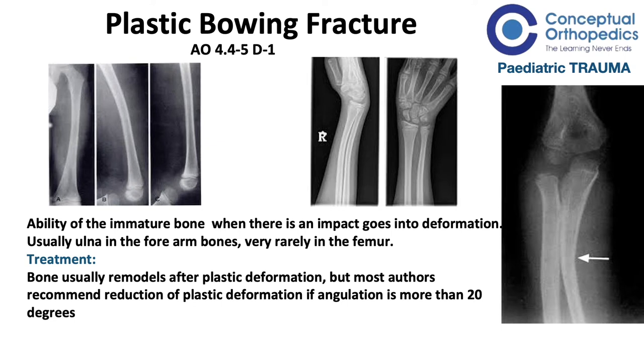Next we come to plastic bowing of the bone. What is plastic deformity? It is the ability of the immature bone to go into deformation when there is an impact. Usually it occurs in the ulna, in both bones of the forearm, and rarely it can occur in the femur as well. In a plastic deformation the bone bends like a bow, because it doesn't break, but because of the elasticity at the periosteal sleeve, it bows as you see in that particular picture. The bone usually remodels after the plastic deformation. But most authors recommend reduction of the plastic deformation if the angulation or bowing, when measured, is more than 20 degrees.